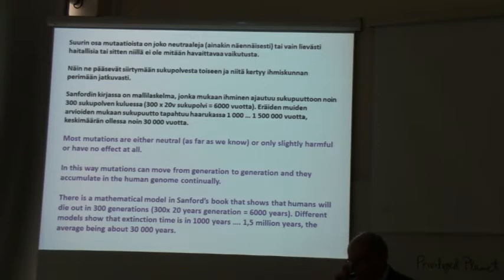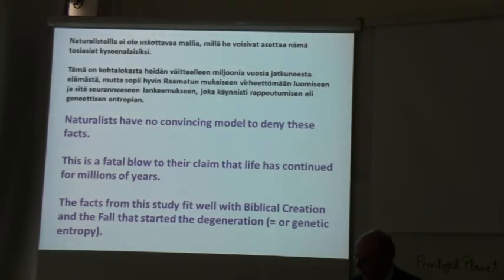Different models, you can do different mathematics, show that the extinction time for us is from 1,000 years to 1.5 million years, the average being about 30,000 years, but not hundreds of millions of years or billions of years. Naturalists have no convincing model to deny these facts. This is a fatal blow to their claim that life has continued for millions of years. But the facts of genes from this study fit well with biblical creation and the fall that started this degeneration, or as we call it, genetic entropy.